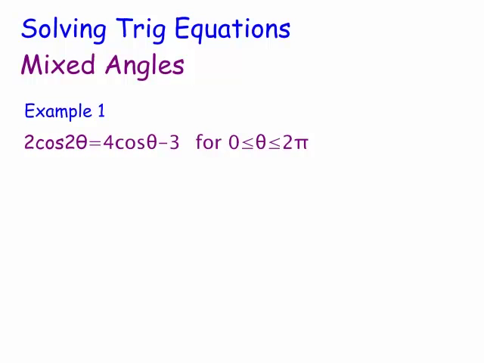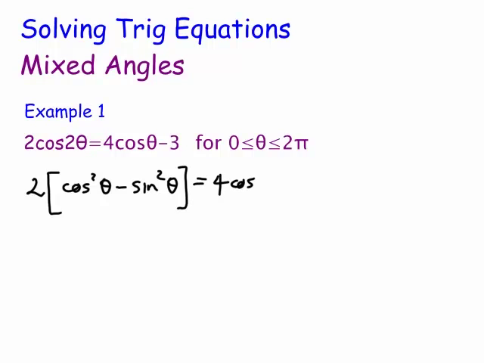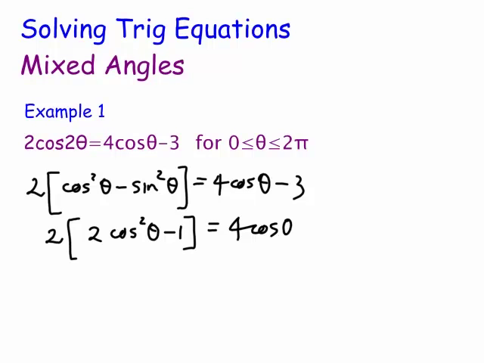Now, how are we going to do it? Well, let's have a look. First up, we'd write our cos 2 theta as cos squared theta minus sine squared theta. That's going to equal 4 cos theta minus 3. We then rewrite sine squared as 1 minus cos squared, and then simplify the expression. I'll just do that in one step here: 2 cos squared theta minus 1. That's still equal to 4 cos theta minus 3.